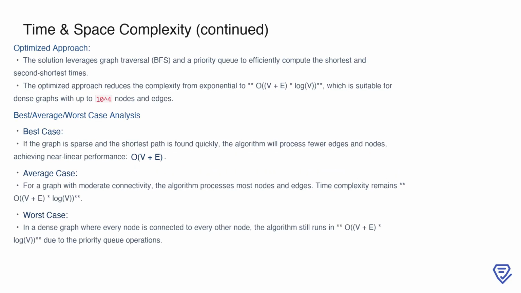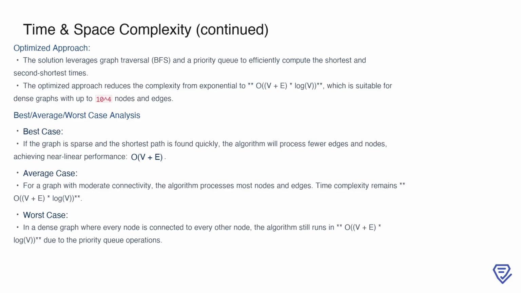The optimized approach, on the other hand, leverages a modified BFS with a priority queue. This allows us to efficiently compute the shortest and second shortest times while significantly reducing the complexity. Instead of exponential growth, the optimized solution runs in O((v + e) * log v), making it suitable even for dense graphs with up to 10^4 nodes and edges.